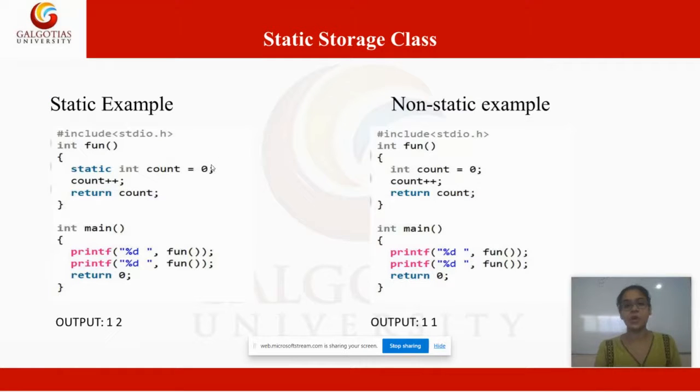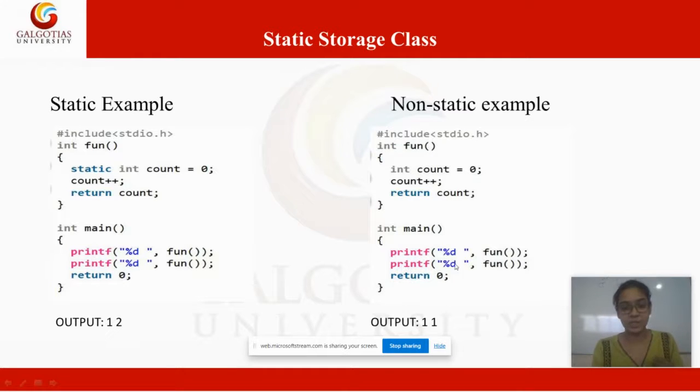Now if we look at the non-static example, again here the printf method will call the fun method, and then we go to the definition of the fun method here. Int count is equal to 0. So count is being declared here and the value is being initialized to 0. And then there is a statement count plus plus. This makes the value 1. So one value is returned and it is printed with the help of this format specifier. So we get the first one.